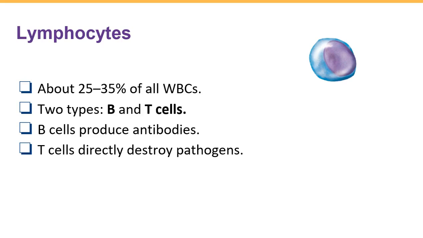And then let's talk about the lymphocyte, one of our agranulocytes. So we said never let monkeys eat bananas, right? So this means that lymphocytes are the second most abundant leukocyte in our blood. We have two types of lymphocyte: B lymphocyte and T lymphocyte, or B cell and T cell.